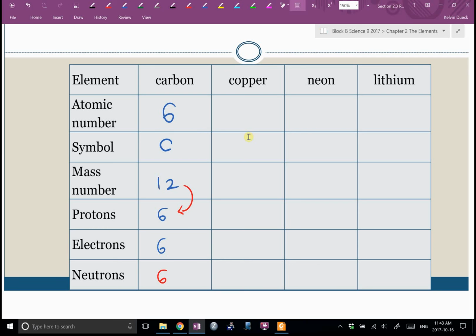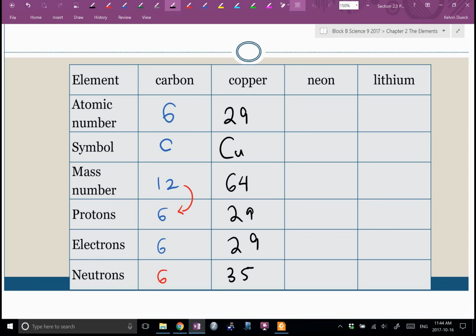I need my periodic table, because I don't have this memorized either. Where did I put my periodic table? There it is. There's copper. Mass of copper is... if you're stuck, there's copper done. I think I'm right.